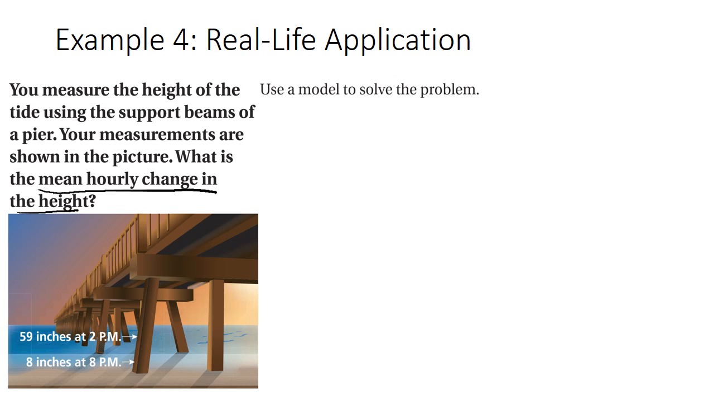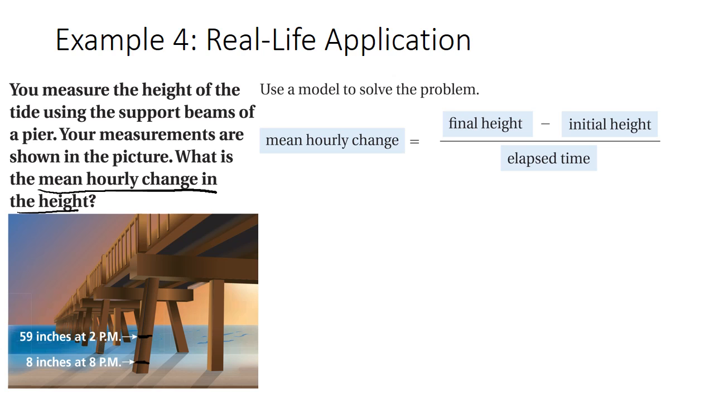So as we look at this, we have 59 inches at 2 p.m. and we have 8 inches at 8 p.m. So the way that we're going to be doing this is we're going to be setting up an equation. Now the equation that we're going to be using is that the mean hourly change is going to be equal to the final height minus the initial height over elapsed time.